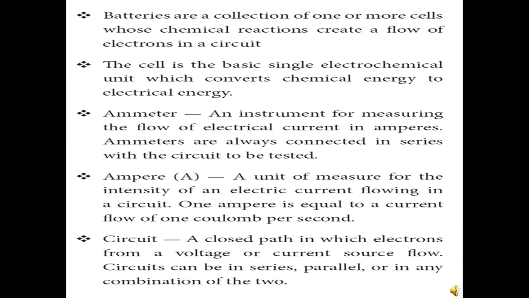Ammeter, an instrument for measuring the flow of electrical current in amperes. Ammeters are always connected in series with the circuit to be tested. Ampere is denoted as capital letter A, a unit of measure for the intensity of an electric current flowing in a circuit. 1 ampere is equal to a current flow of 1 coulomb per second.